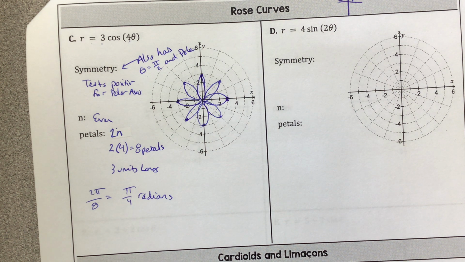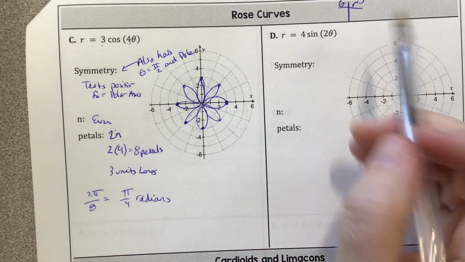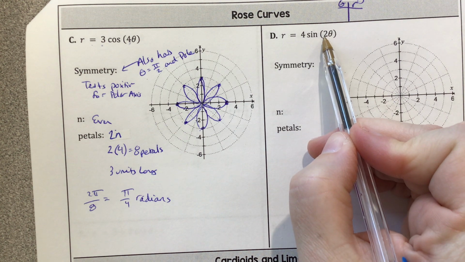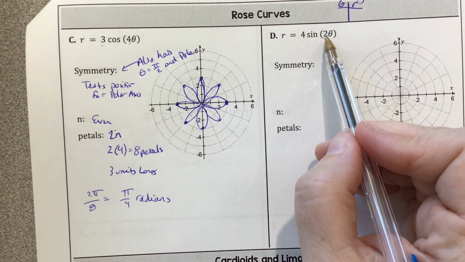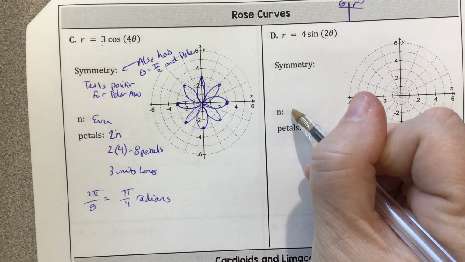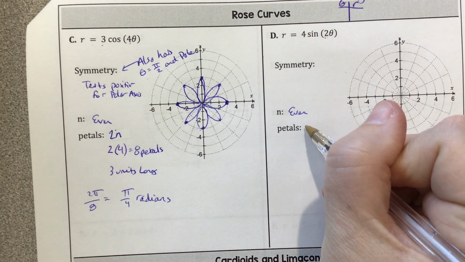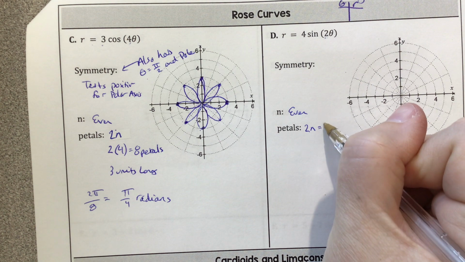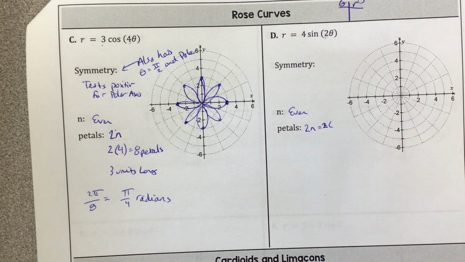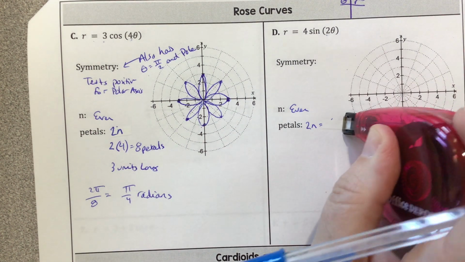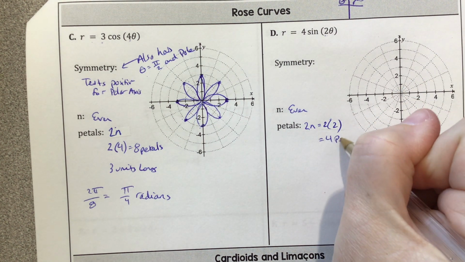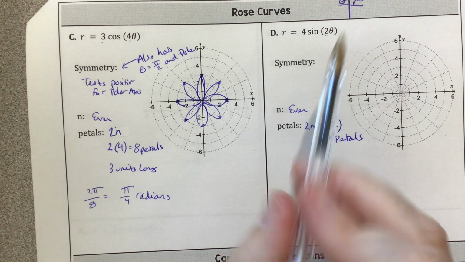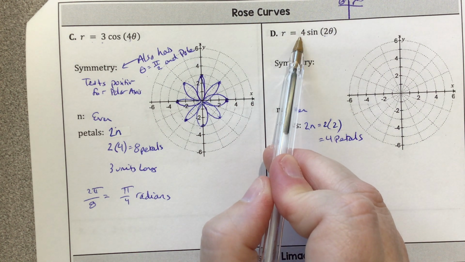All right. Next, here we've got another rose curve, I can tell because of the coefficient in front of the theta. Because that coefficient is even, I have 2 times this many petals. n is even, so I have 2 times n, or 2 times 2 petals. I've got 4 petals on this one. How long will they be? 4 units long.